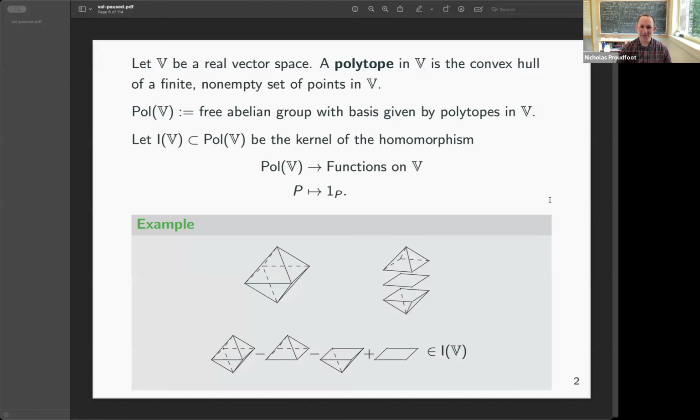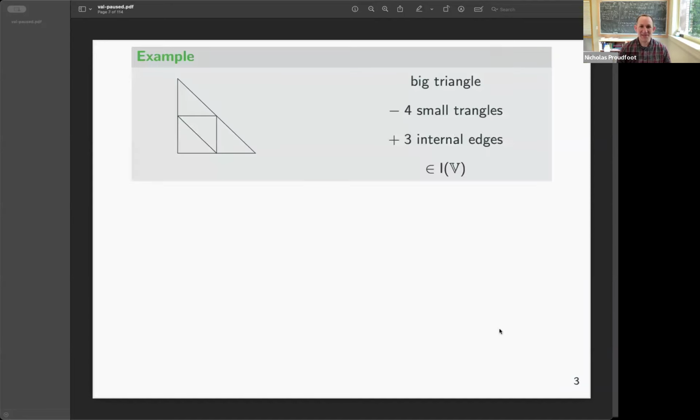So here's a little example. This octahedron can be written as the union of this upper tetrahedron and a lower tetrahedron along a square. So the indicator function of the octahedron is equal to the indicator function of the upper tetrahedron minus that of the lower tetrahedron plus that of the square, right? So this alternating sum is an element of I(V). But that's a three-dimensional example. Let me show you a smaller one. It's maybe a little easier to visualize.